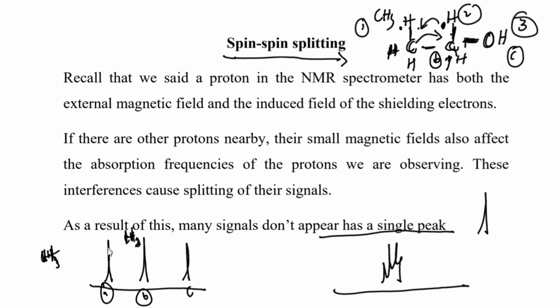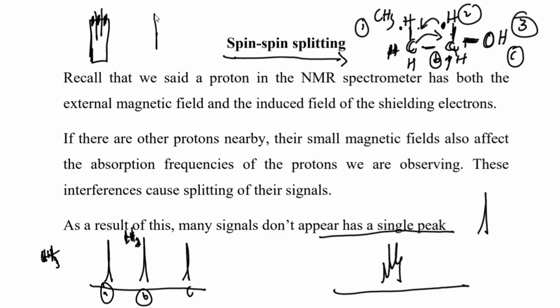For this one, it's going to be 2 plus 1 peak, like 2 things are splitting. Okay, let's say this is the single split, right? This is the single peak. So 2 things come here, so we are going to have this 2 and then 3.